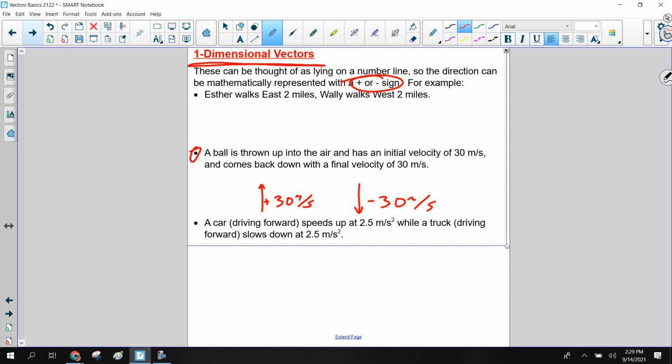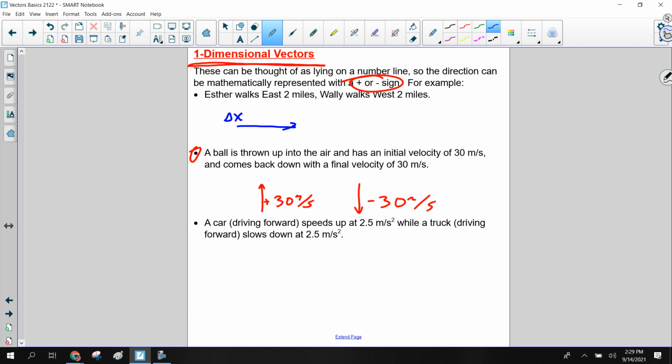If I tell you Esther walks 2 miles, saying -2 miles doesn't mean anything unless I tell you that she can either go east or west, okay? So the second example, Esther walks east 2 miles. So her displacement is positive 2 miles, and that works as long as I know that the only 2 options are east and west, okay? And then the displacement for Wally, so this is Esther, here's Wally. Wally's is going to be -2 miles, right? Because he's going in a negative direction, okay?